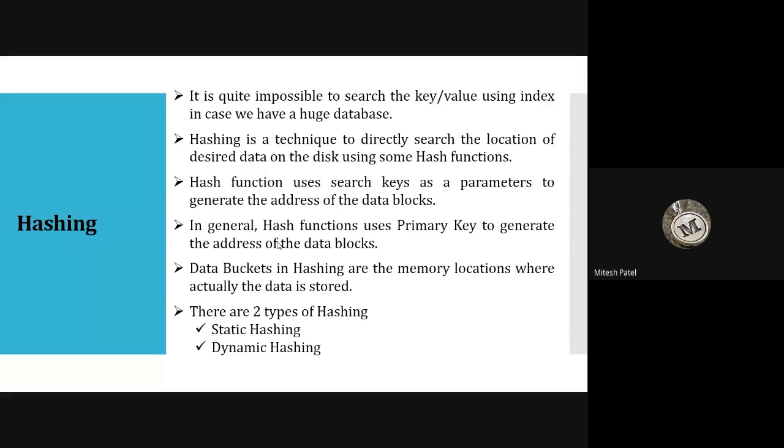Generally, a hash function uses the primary key, because by using a primary key we can get unique values and a consistent database. So whenever a hash function uses the primary key to generate the addresses of the data blocks, it will be much faster compared to indexing. But this is an advantage only in a large database.